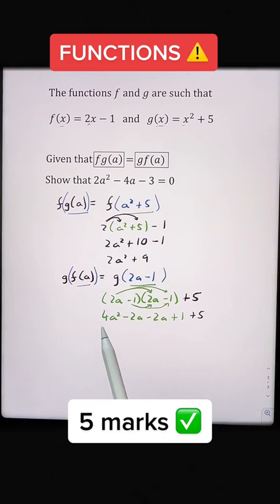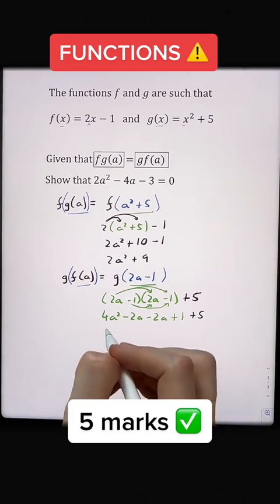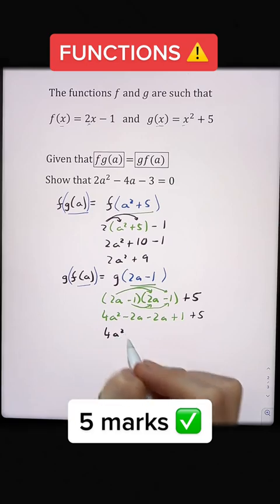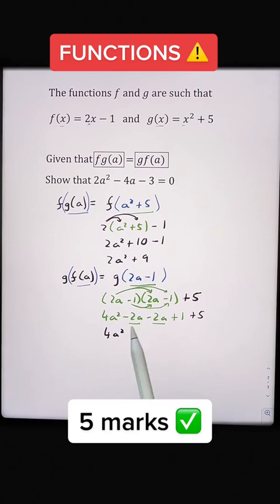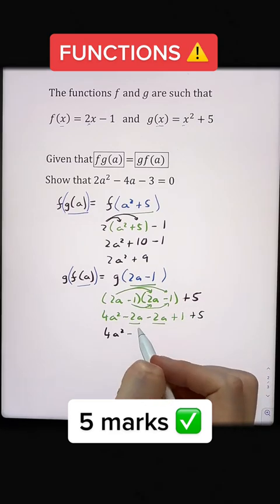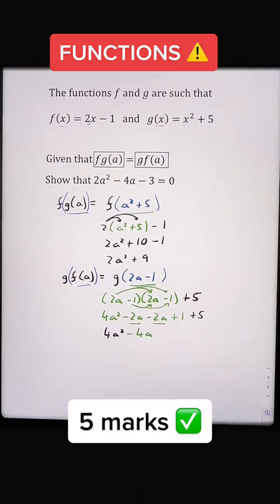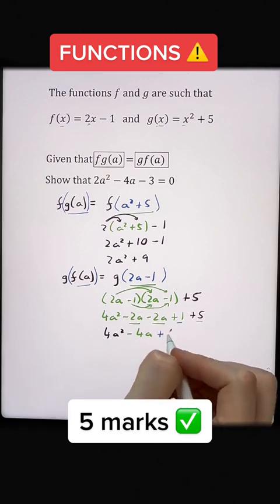Collecting like terms, I've got 4a squared and no other term ending in a squared. So I'm going to write that down. Collecting my single letters of a. In this case, I've got negative 2a, subtracting another 2a. They're like terms as they both end in single a. So negative 2 take away another 2 means I get simplified down to negative 4 lots of a. And my number terms, here 1 add 5 simplifies to give us plus 6.